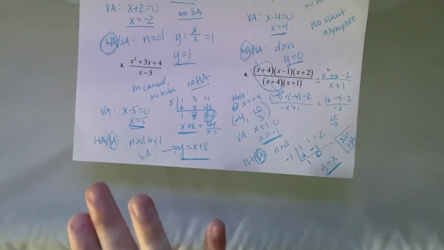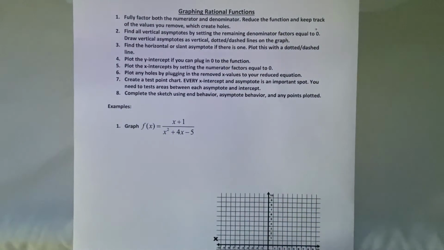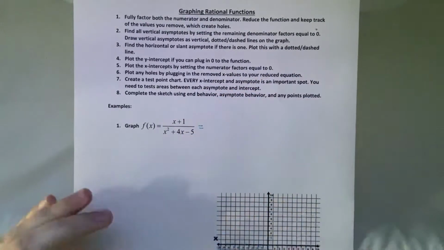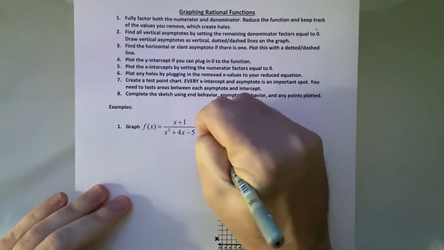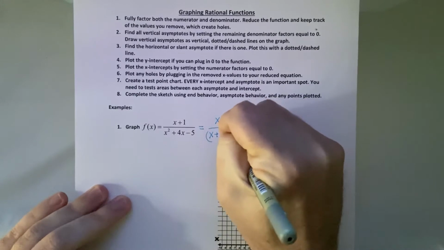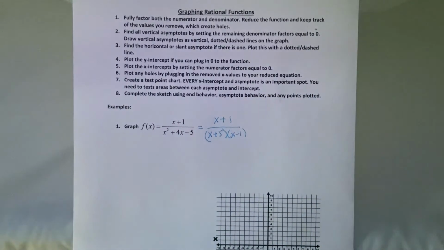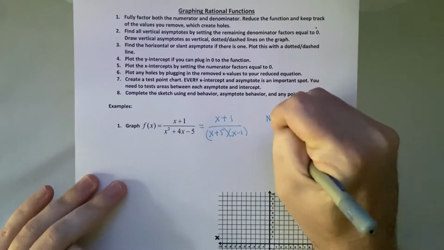Okay, so the idea is, how does this work from a graphing perspective? How do all these features help us? So we'll go step by step. We fully factor. Let's fully factor everything we can. X squared plus 4x minus 5. That is x plus 5 and x minus 1. You ask yourself, does any factor cancel? There's no cancels, which means no holes.